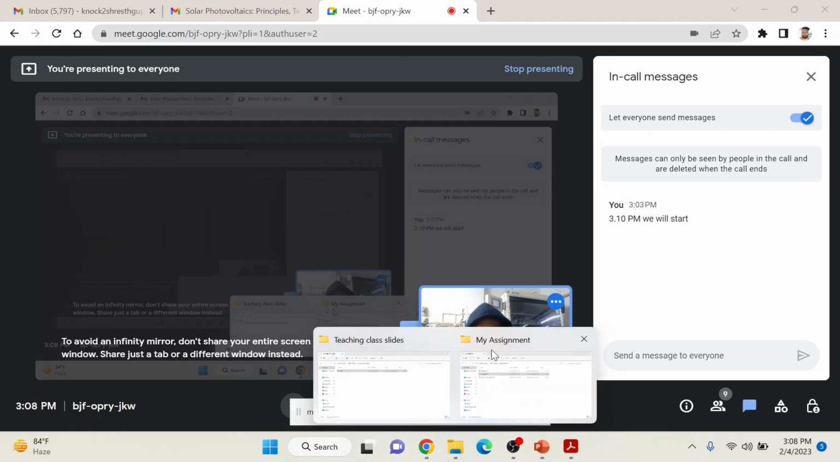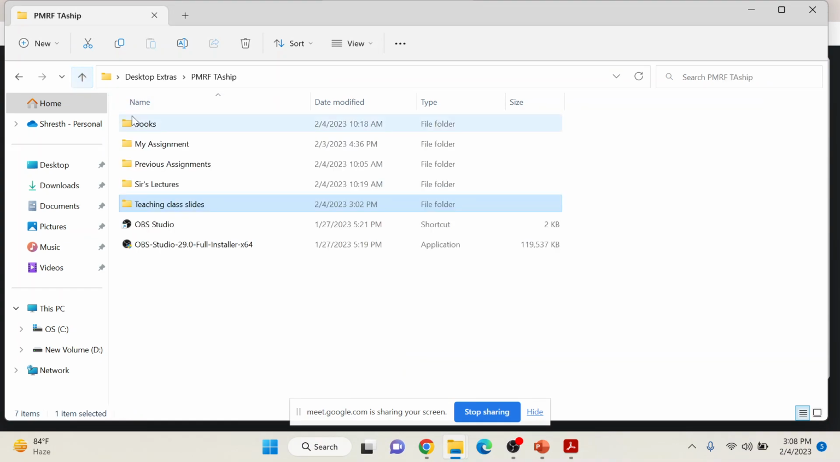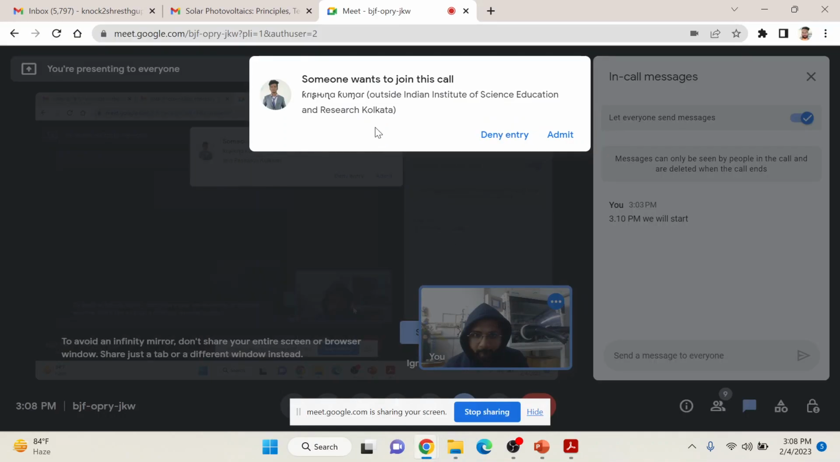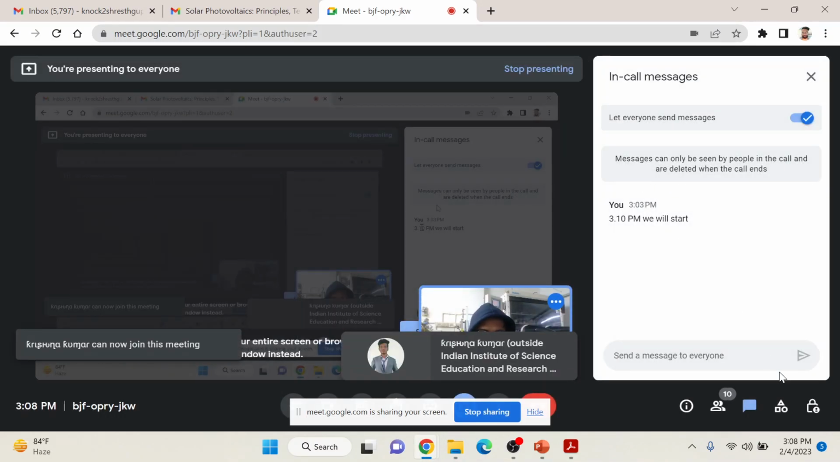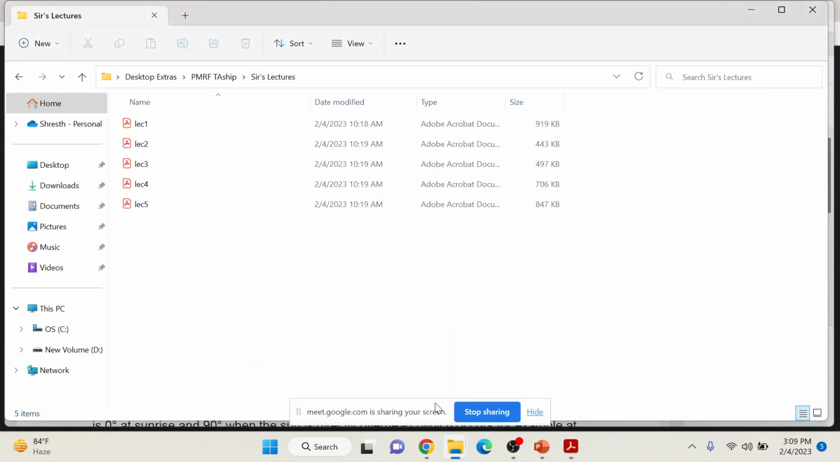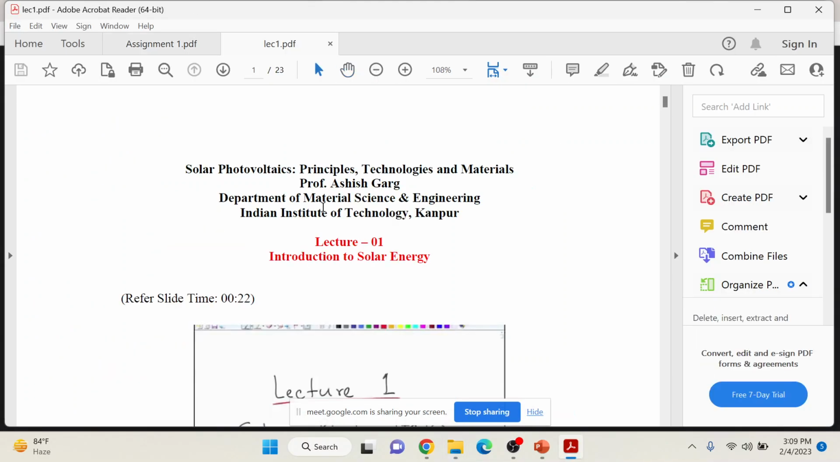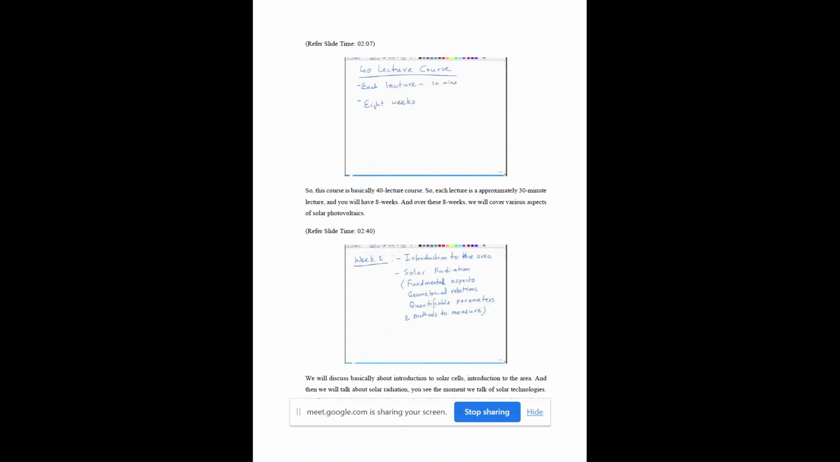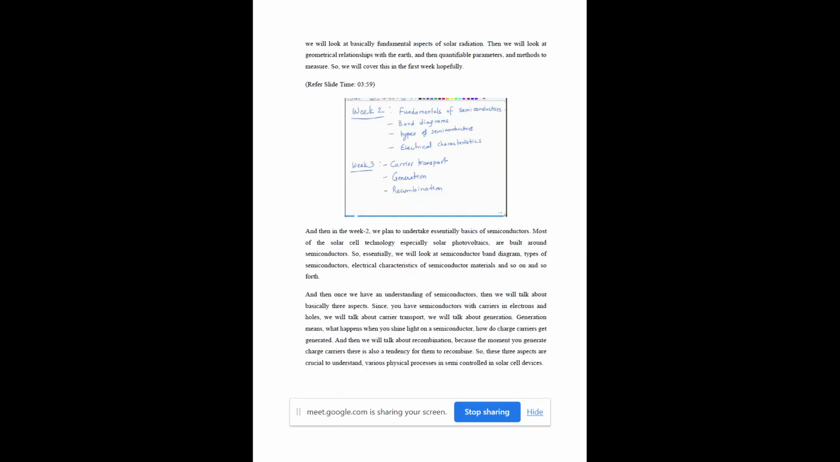So if I should show you the slides, sir's lectures. People are joining up. 2 more minutes we are waiting for all of them, and then we can start with our assignments. In lecture one, sir actually started with solar photovoltaics. So what is the importance of photovoltaics? Photo plus voltaics, that means light, the solar energy. The principles, technology and materials. Sir has divided it into 40 lectures. Week 1, week 2 and week 3 are the basics.